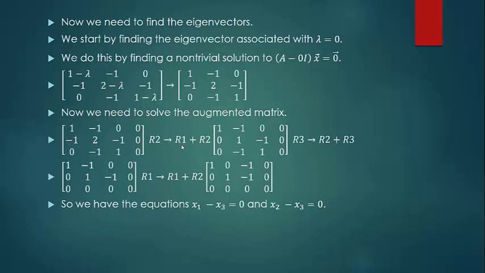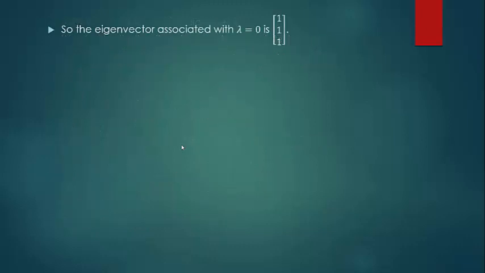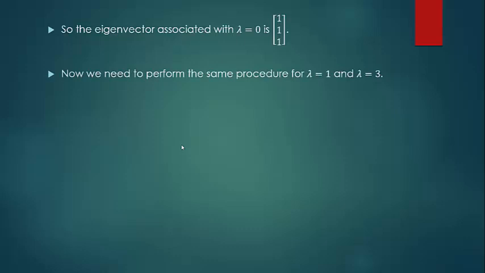Alright, so x3 is a free variable. I can pick whatever x3 I want, and it's usually convenient to just choose x3 being equal to 1. So if x3 is 1, then x2 and x1 are both equal to 1. So this means that the eigenvector associated with lambda equals 0 is 1, 1, 1. The vector 1, 1, 1 will solve the equation A minus 0I x equals 0, and you can check that. So now we just need to perform the exact same procedure for lambda equals 1 and lambda equals 3.